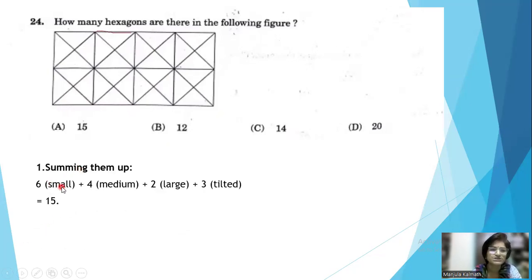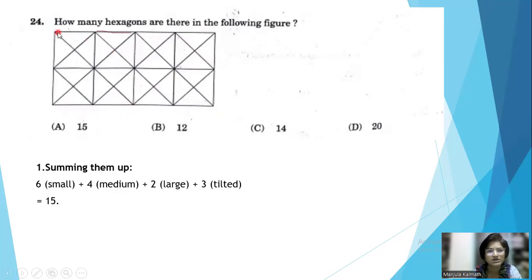So here we have 6 small. 6 small means if I go for this one, this is one of the hexagons because here we have 6 faces: 1, 2, 3, 4, 5, and 6. And this is also one of the hexagons which is having 6. And this is also one of the hexagons. 1, 2, as well as 3. So in one row, we have 3 hexagons. In 2 rows, 3 plus 3, it will be 6 small hexagons.